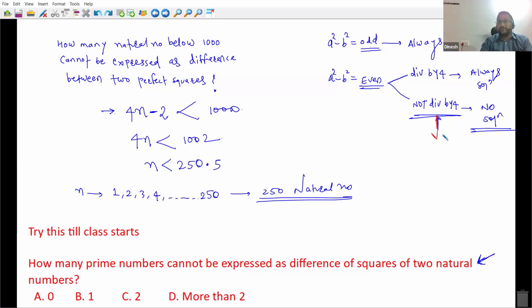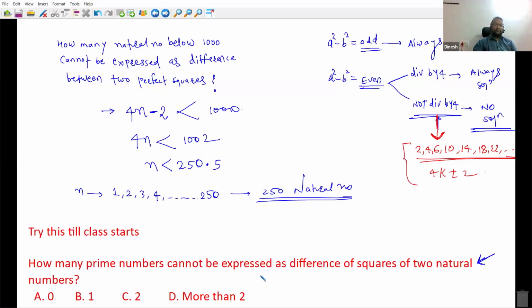Which number satisfies this condition? 2, 4, 6, 10, 14, 18, 22. Are we getting this? So these numbers are in which format? These numbers are multiple of 4 plus minus 2. Multiple of 4 plus 2, multiple of 4 minus 2. Are we getting this? So these are the numbers we want. Tell me, where is the route?